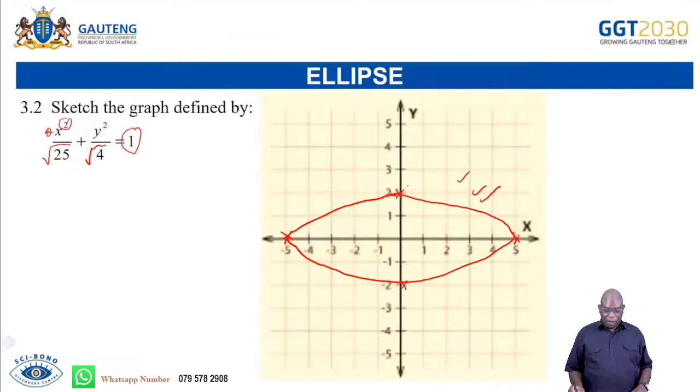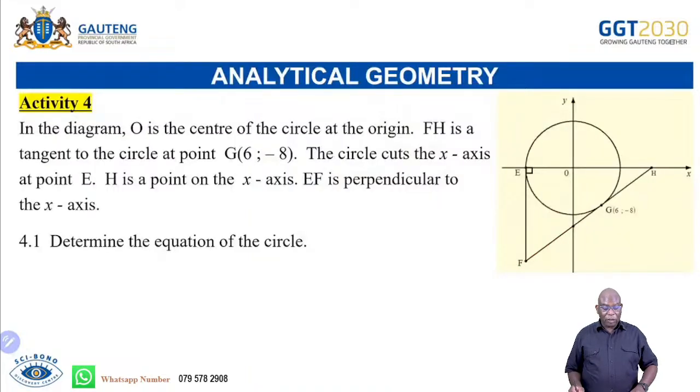Right, welcome back. Now let's continue with the analytical geometry, activity number 4. Same thing here. Only difference here is that we can see here, we don't know whether that line EF is a tangent, but they say it's perpendicular to the x-axis.